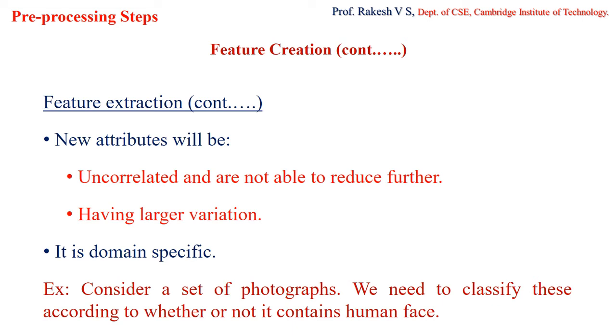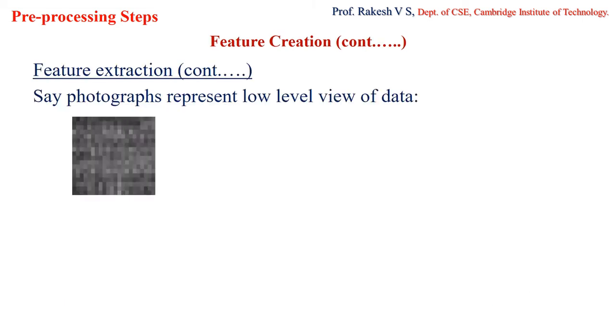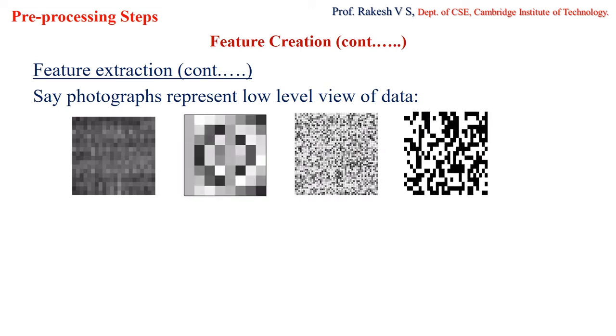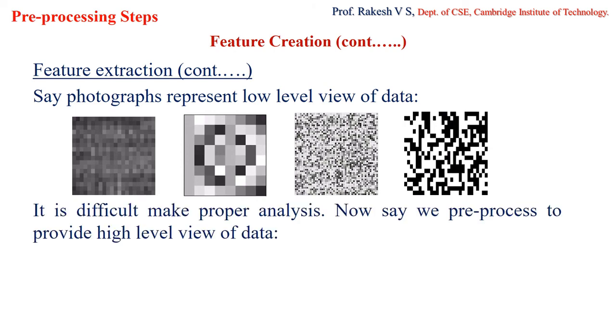Let us see an example. Consider a set of photographs. We need to classify these according to whether or not they contain a human face. Suppose these are the photographs that I'm having, containing only pixels, that is lower level view with respect to the photograph. It becomes difficult for us to classify, right? In these images, which have detailed information, it is difficult to make the proper analysis. So now say consider we pre-process it to give the higher level view of this data.